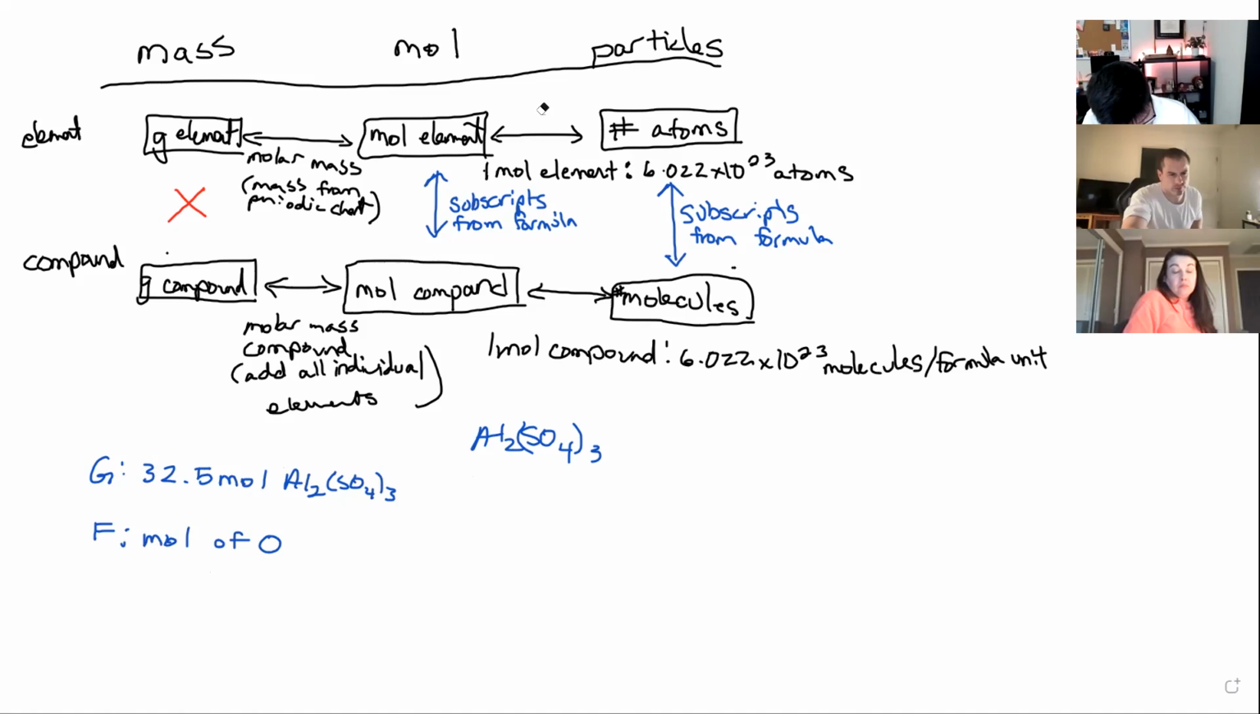I'm going to see if you can chew on that on your own. And start by writing out a relationship between moles of the compound and moles of what you're trying to find. We'll come back to you guys in 2 minutes or so.